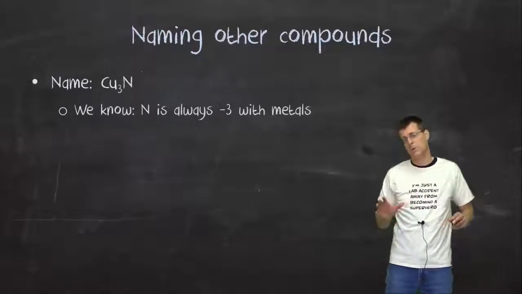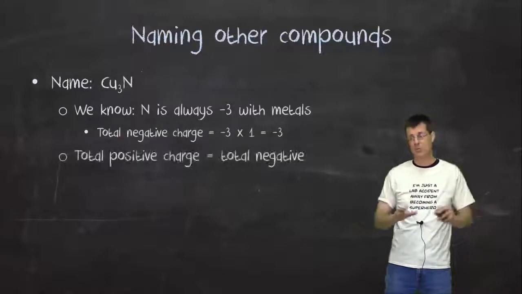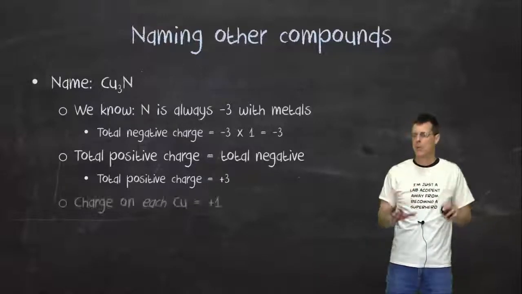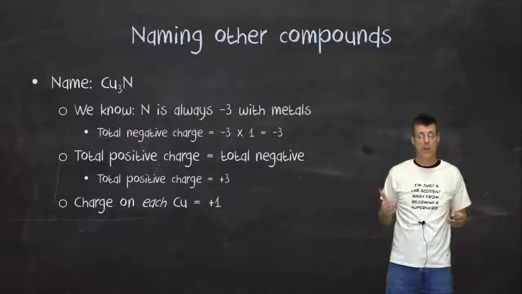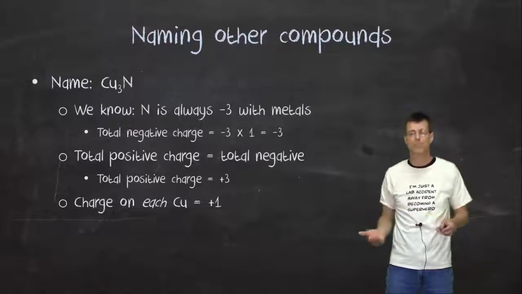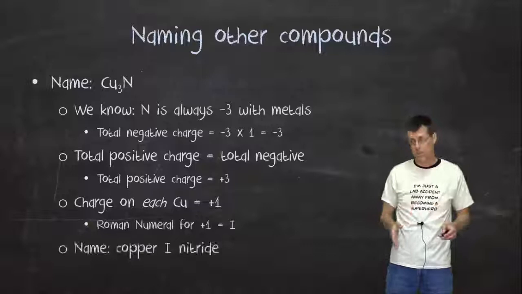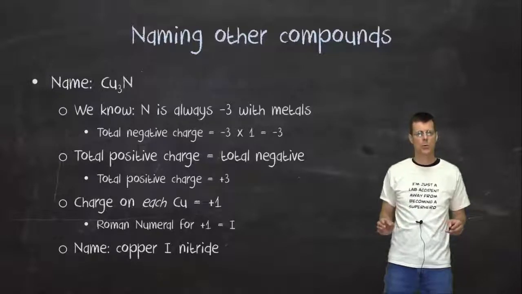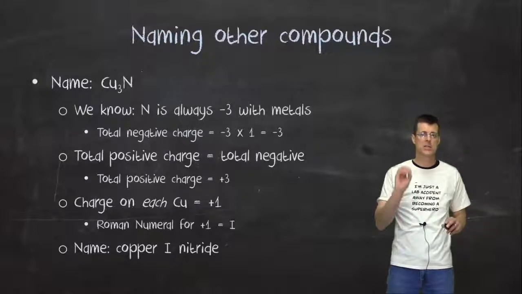N is always -3, so the total negative charge is -3. That means the total positive charge has to be +3. But that +3 is delivered by a total of 3 atoms of copper, so each one must have a +1. That means the Roman numeral I'm going to use is 1. Copper 1 nitride. You'll notice there are 3 atoms of copper and I've got the Roman numeral 1, because the Roman numeral tells me charge. It doesn't tell me a count of anything, it tells me charge.